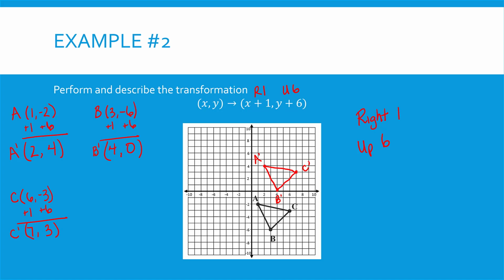Now, if you're good at finding this relationship with the pluses and minuses, you could actually describe this first. Say, I need to go right 1 and up 6. You could start at A and go up 1, 2, 3, 4, 5, 6, and then right 1 and plot your points. And you don't have to do that algebra then. This just gives you two different ways of approaching this problem.